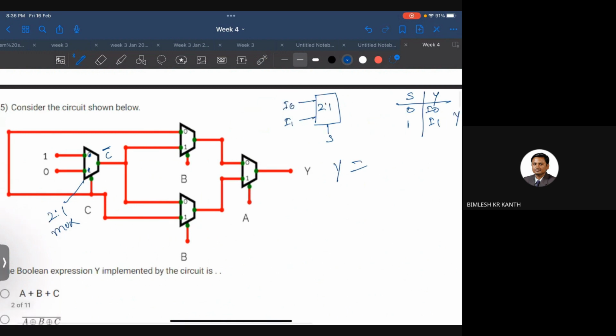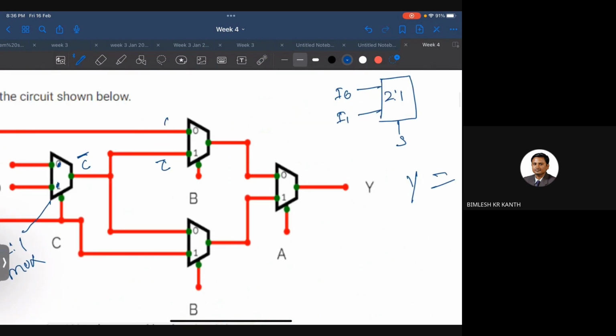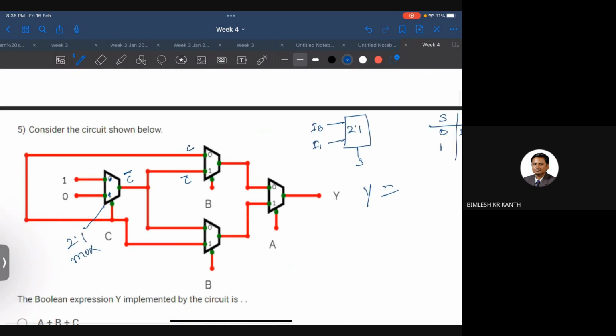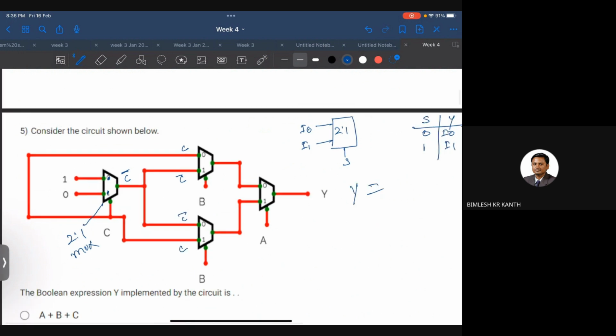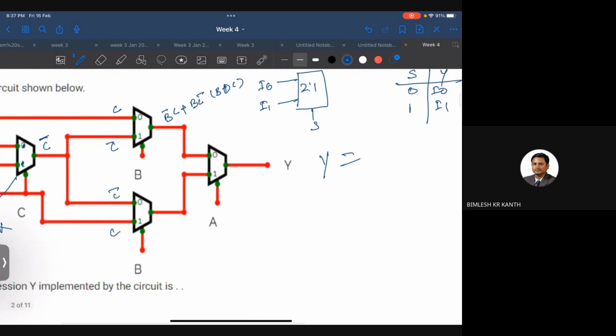Yes. Now here we are getting C bar and here we are getting C. And here also we are getting C bar and here C. Now what will be this expression? This will be B bar C plus B C bar, correct? This becomes XOR, B XOR C.